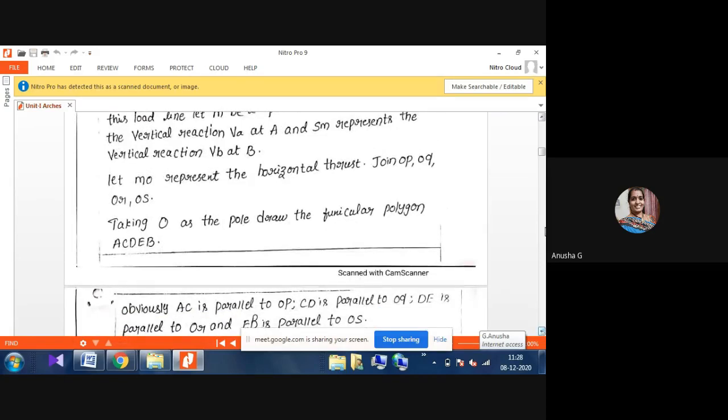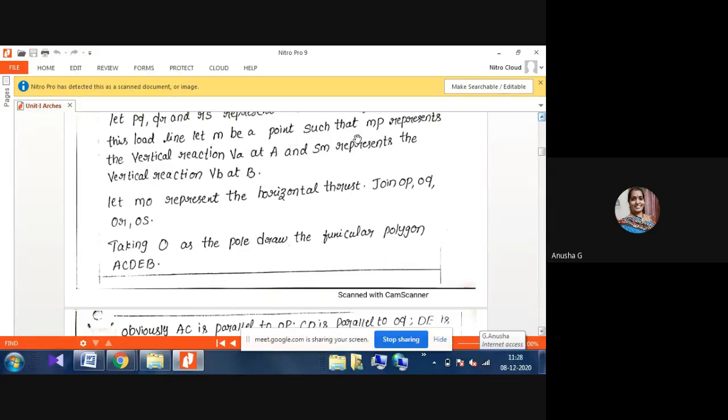This load will be represented by MP. Let M be a point such that MP represents the vertical reaction VA at A, and SM represents the vertical reaction VB at B here. Let MO represent the horizontal thrust. And then we are joining OP, OQ, OR and OS. This is according to our graphical method.